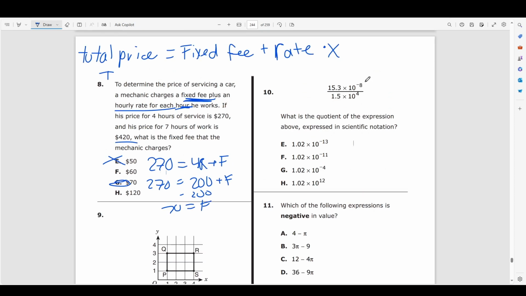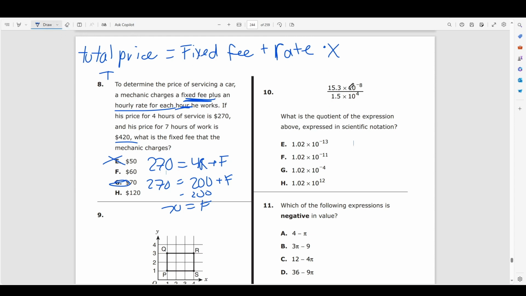So number 10 asks us, what is the quotient of the expression above expressed in scientific notation? So we have this expression which is asking us to divide these two numbers, and the question is asking us what's the answer to this. And it's asking us to express it in scientific notation. We'll go over that later.